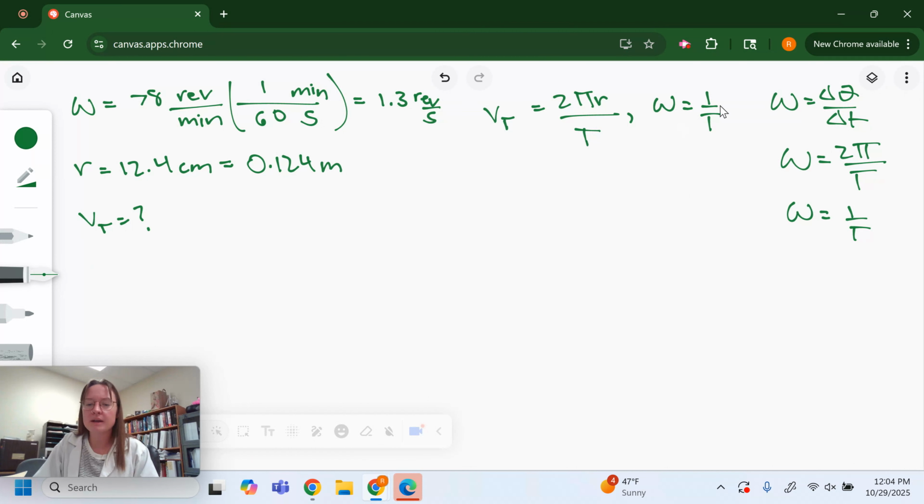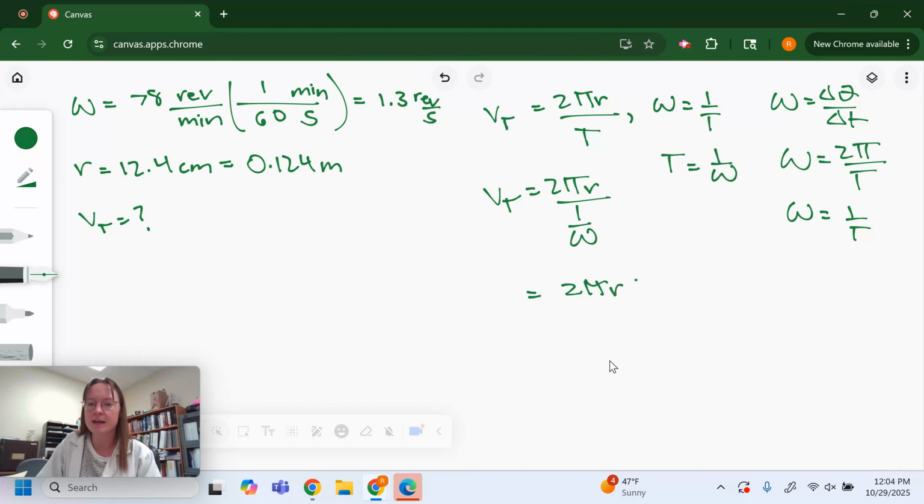Now I'm going to rearrange this equation to get the period so that I can plug it back into this other equation. And I get that my period is equal to 1 over omega. Next, I'm going to plug my expression for the period back into my tangential speed equation. And I get 2 pi times r over 1 over omega, which is a little bit of a funky equation, so I can do a little bit of algebra to simplify it and make it look a little bit cleaner. And when I do, I get 2 pi r times omega.